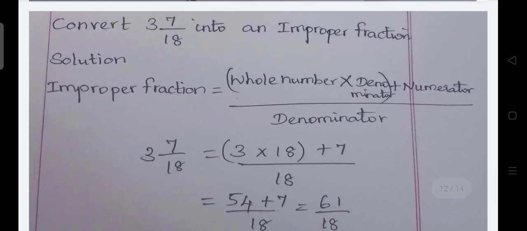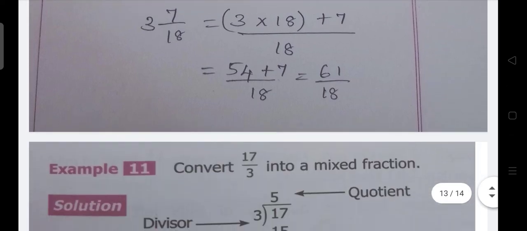Convert 3 7 by 18 into an improper fraction. Another example. See, improper fraction is equal to the formula: whole number into denominator plus numerator, by denominator. That is 3 into 18 is 54 plus 7 is 61. 61 by 18. 3 7 by 18 is converted as 61 by 18 as the improper fraction.